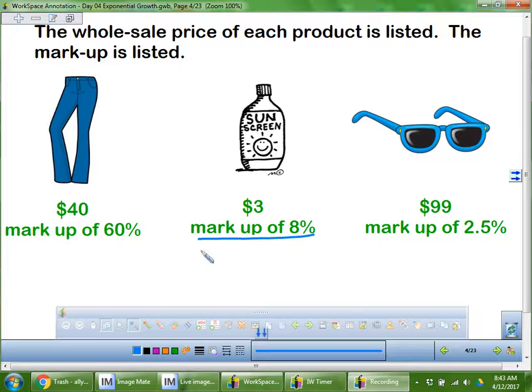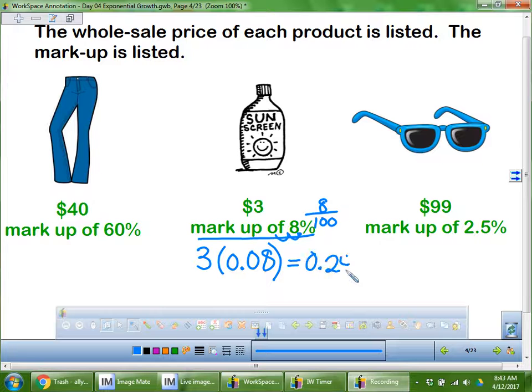Okay, I'm hearing everyone saying we're going to take 3 and multiply it times 8%. Remember, percent's out of 100. So that means you take your decimal, which is after the 8, and move it twice, which is why it's 0.08. Okay, that's a good start. What's that going to be if you multiply? I'm going to use a calculator. Okay. So this is 24 cents.